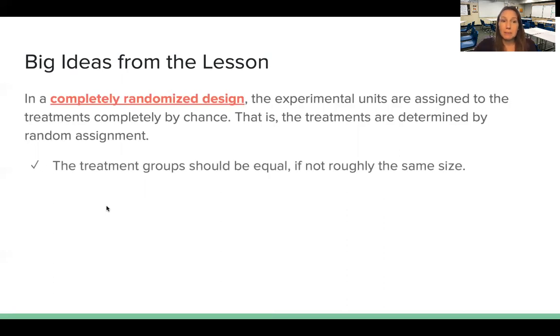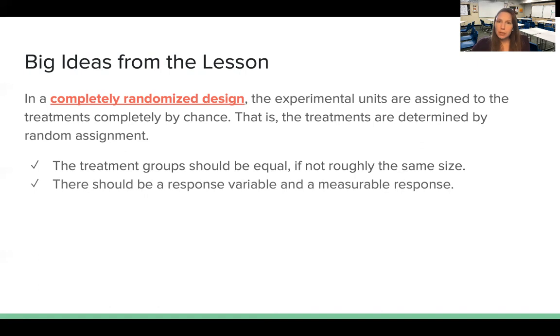Another thing that we want to remember when we're performing a completely randomized design is that our treatment groups should be equal, if not very close to equal. So it helps to have groups that are almost the same size or the same size. It just makes our results a little bit more reliable. And there also should be some sort of response variable and a measurable outcome. So in our experiment, we measured the distance the ball got to the hole in our putting. We were able to compare the results for each group and then again compare if the treatments were affecting those results.